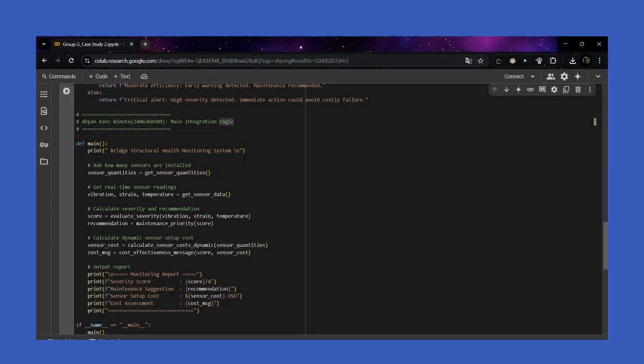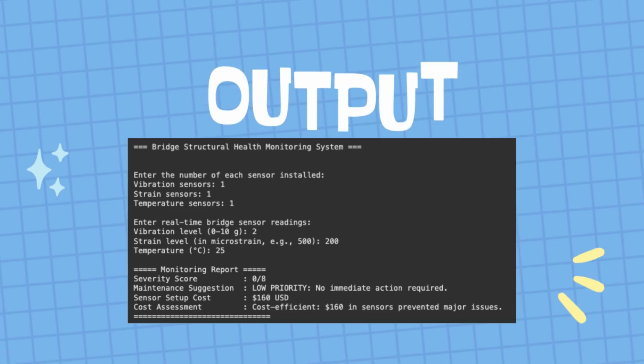We calculate how much the sensors cost. Then we generate a message to explain whether that cost is justified. And finally, we print a clean monitoring report. This function ensures that the entire workflow is seamless, from setup to data input to risk analysis to final report.